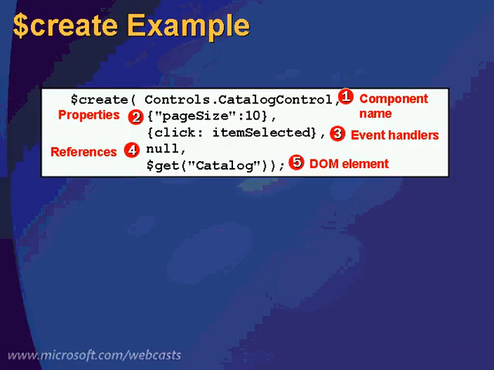So here's an example of a create. In this case, we're creating a component called controls.catalogControl. We're initializing the property pageSize and setting it to 10. We're wiring up an event handler named itemSelected to the click event. We're not setting any references. And in this case, we're passing a reference to a DOM element named catalog. And $get, if you're not familiar with that, is a shortcut to what's typically document.getElementById or element.getElementById.